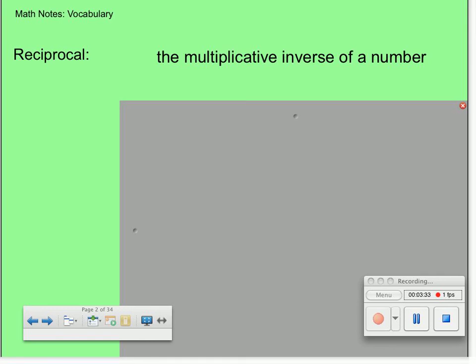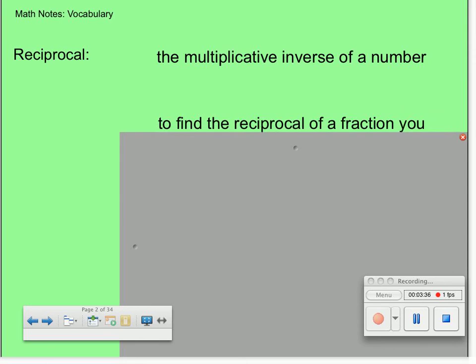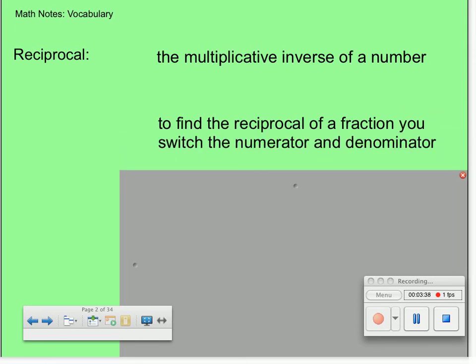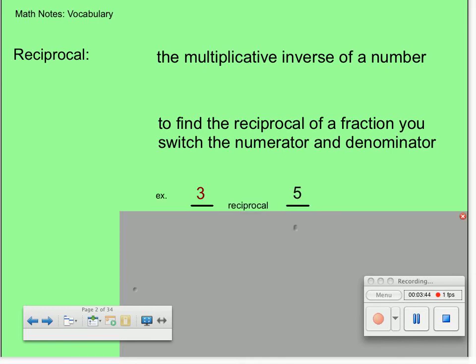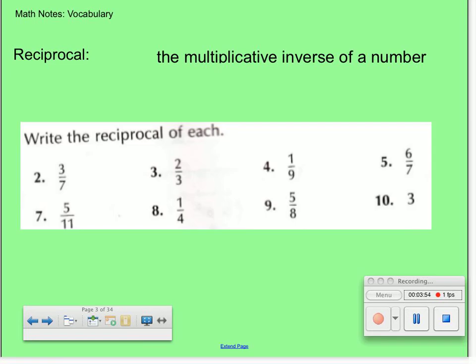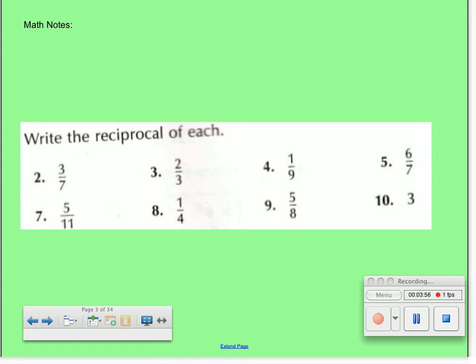Okay, so our vocabulary word for the day is reciprocal. Reciprocal is what Tim was referring to as the multiplicative inverse of a number. Basically, that's a really fancy way of saying that you switch the number from top to bottom and bottom to top, right? So the numerator becomes the denominator becomes the numerator. So our example here, if our fraction is 3 over 5, the reciprocal of 3 over 5 would be 5 over 3. So I've just switched the spots that they've gone into.